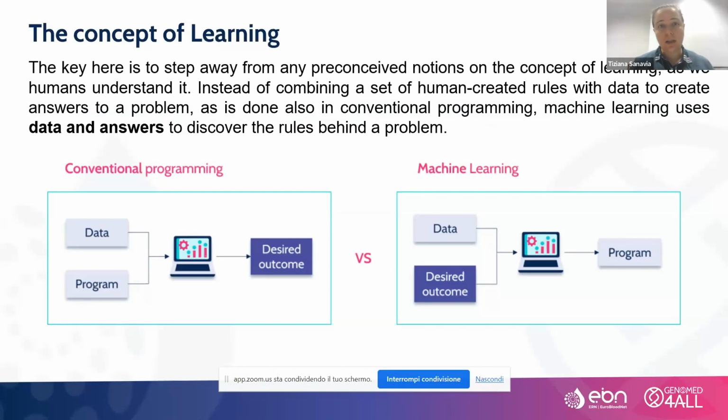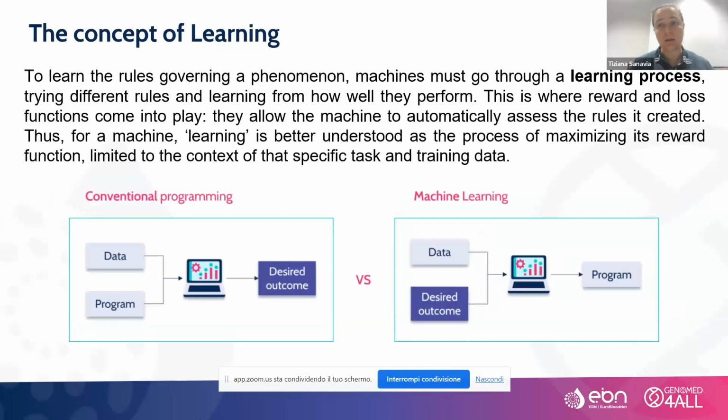In machine learning, we change our paradigm and we provide the data and what we expect as a desired outcome, and we allow the machine to create its own rules through a learning process. So it automatically assesses the rules that it creates.